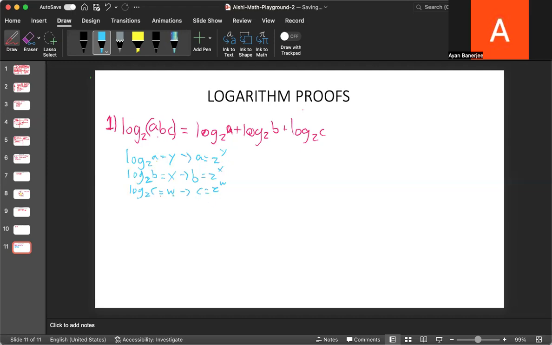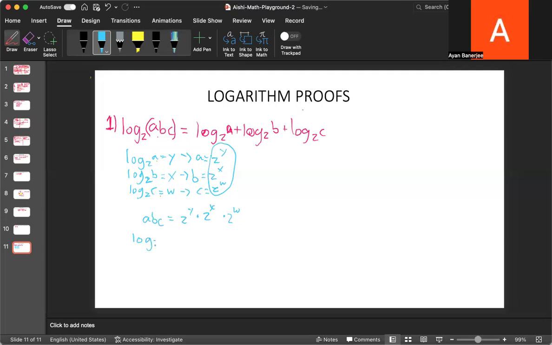So now let's start with this. ABC, according to these three, ABC is equal to Z to the power Y times Z to the power X times Z to the power W. And since we have to prove that log Z ABC is equal to log ZA plus log ZB plus log ZC, we're going to take log Z on both sides.